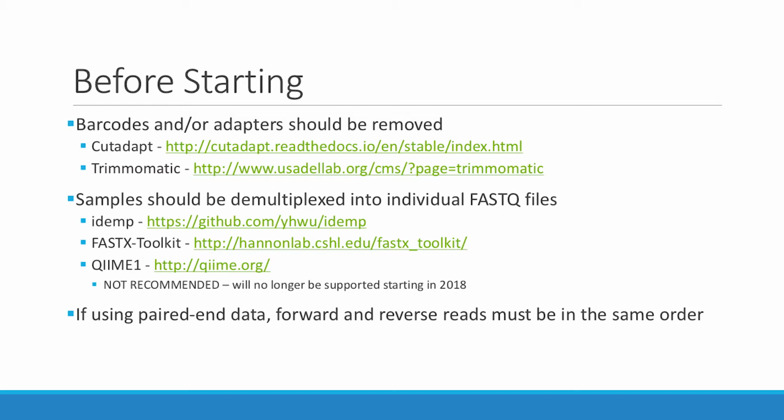My personal favorite is this first one called idemp. So idemp is really simple to use. You just input a text file with your barcode and the corresponding sample identifier that you want to assign to it, your indexing reads, your forward and reverse reads, and that's it. And it spits out separated FASTQ files for you. Some other tools are FastX Toolkit. I haven't personally used that myself, but I've seen it used commonly. And you can also use QIIME1 scripts to demultiplex.